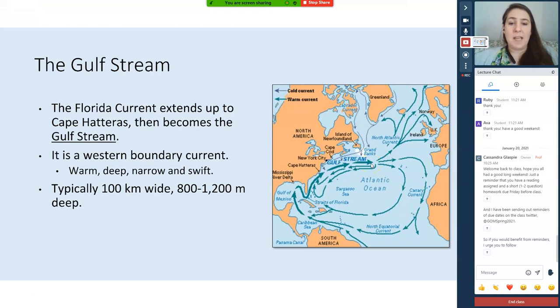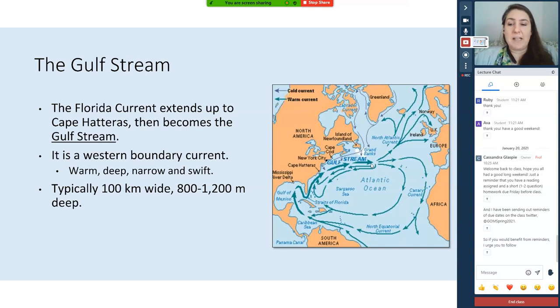The Gulf Stream is a western boundary current. That is, it bounds a gyre on the western side. Western boundary currents tend to have very similar characteristics in that they're warm, deep, narrow, and swift. So this is warm water coming from the equator. It's quite swift. We talked about how quick the Florida Current is. Well, the Gulf Stream is also a relatively fast current. It's pretty well defined. It's not very diffuse, so you get a narrow and deep stream of water.